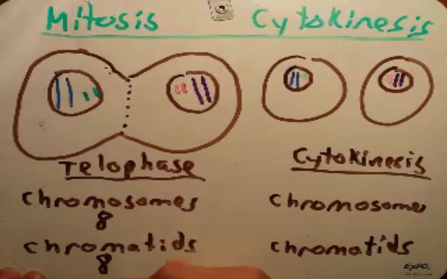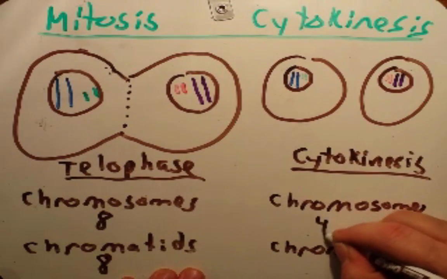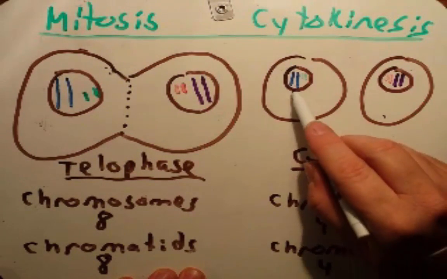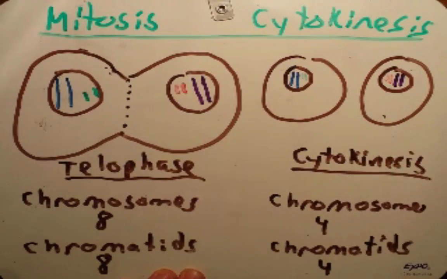And we'll have 8 chromatids. Now, after the cell is divided and we're in cytokinesis, you would say we have 4 chromosomes per cell and 4 chromatids per cell. So 4 in here and 4 in here.